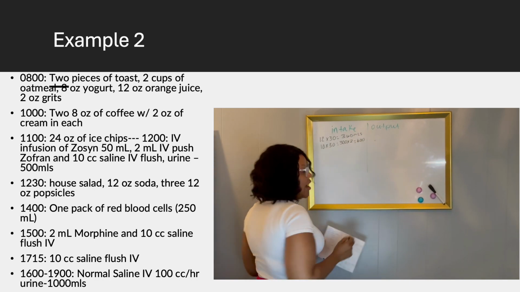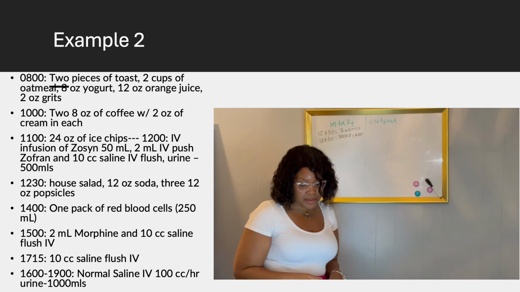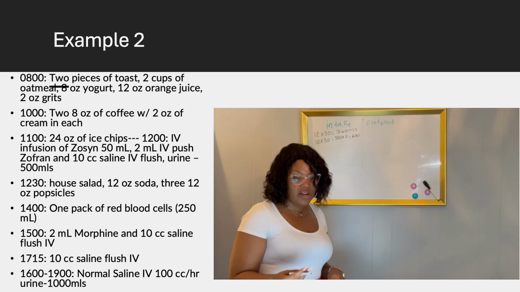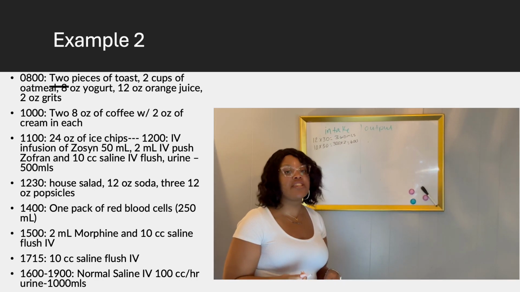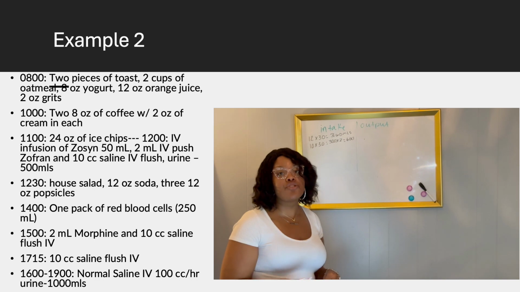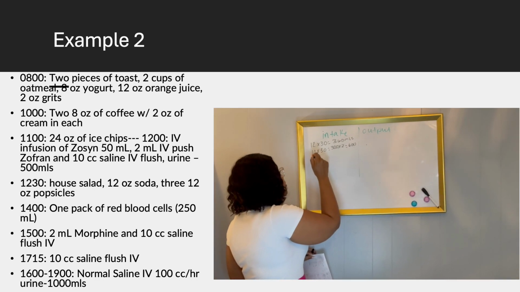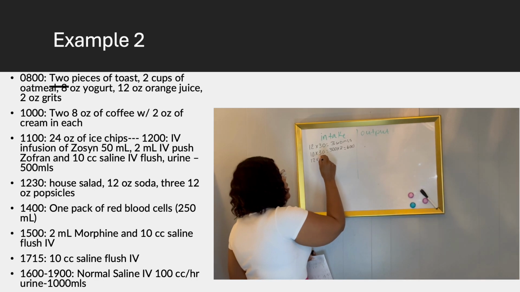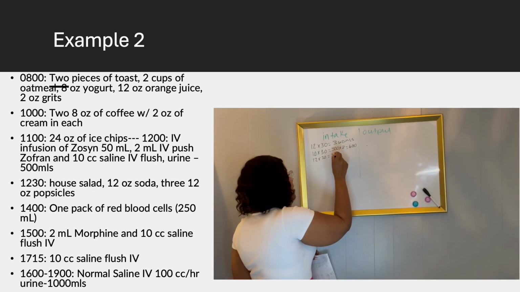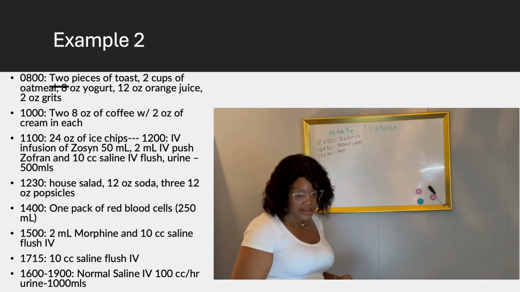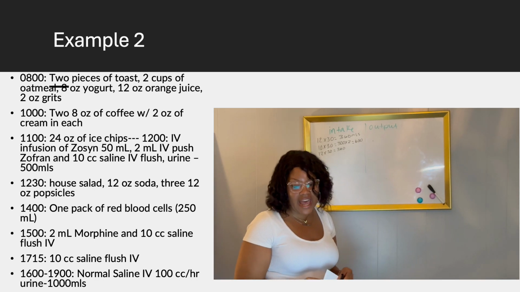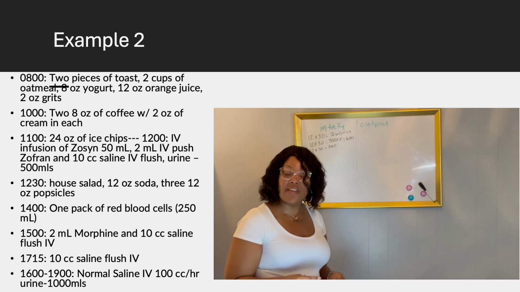All right. At 11 o'clock, the patient had 24 ounces of ice chips. Right here, we want to make sure that we divide it in half. So they had 12 ounces of ice chips, so 12 times 30 gives 360. Then they had an IV infusion of Zosyn, which was 50 mLs.